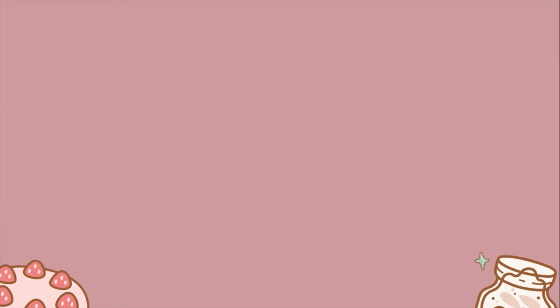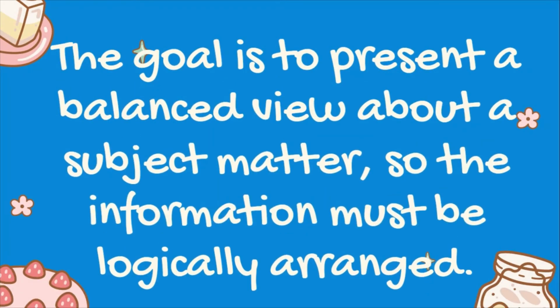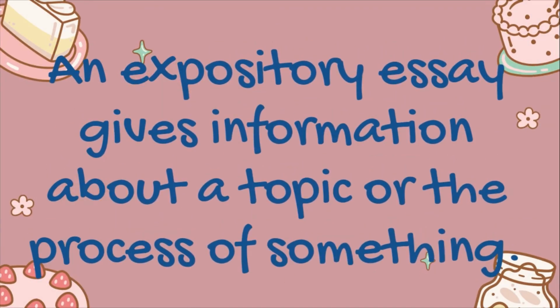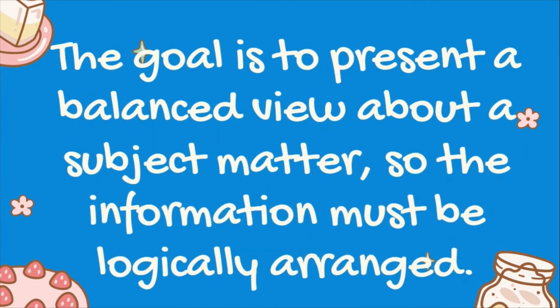This kind of essay is different from an argumentative essay, a descriptive essay or a narrative essay which tells a story. This essay gives information about a particular topic or explains the process of something. Because the goal of this kind of essay is to give a balanced view about a particular subject, the information presented must be logically arranged, in the right format. Otherwise, it's going to scatter the information that is being presented.